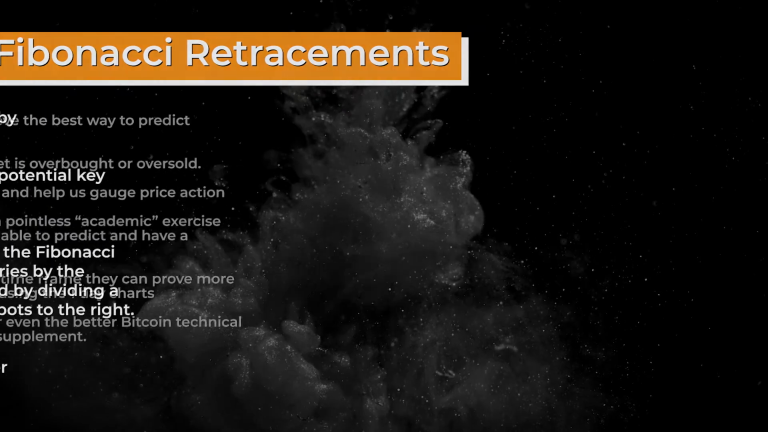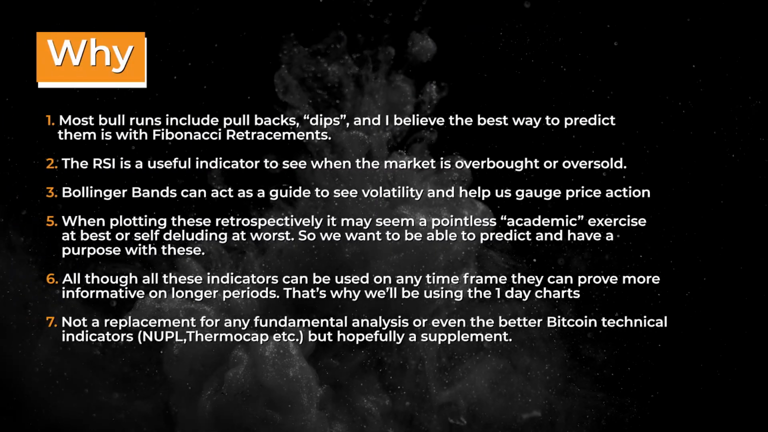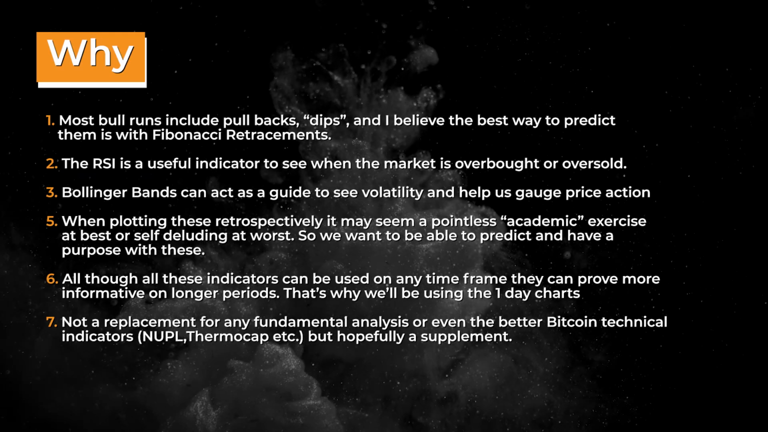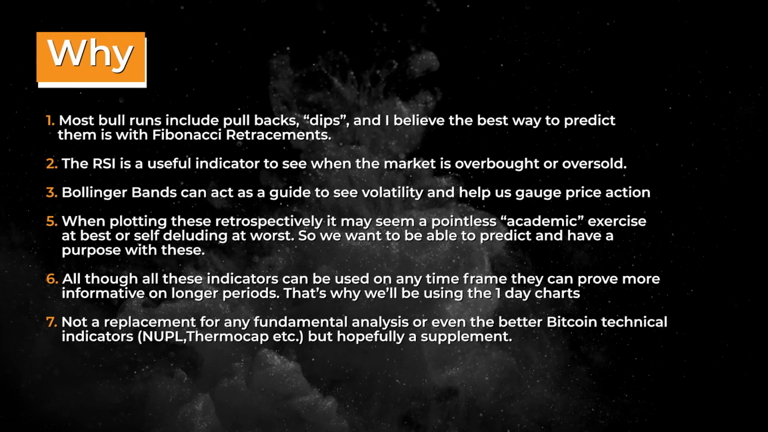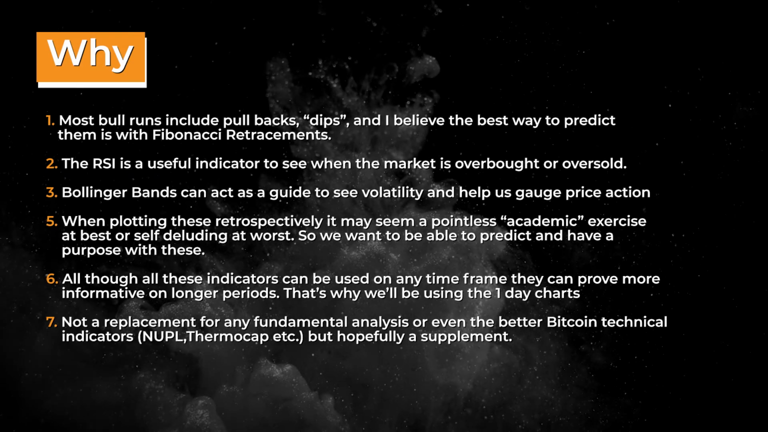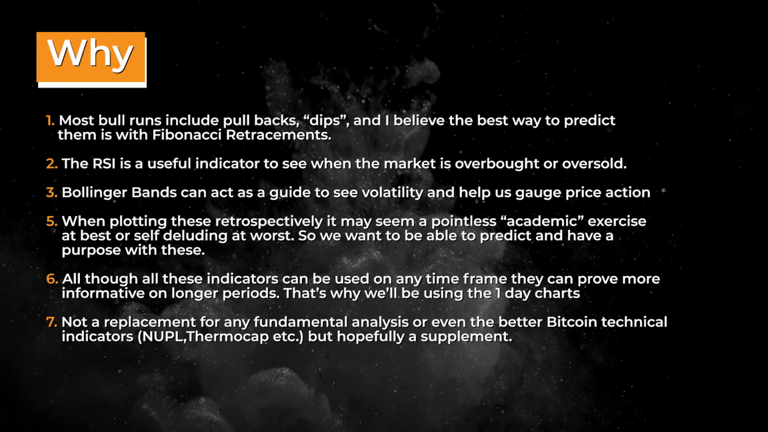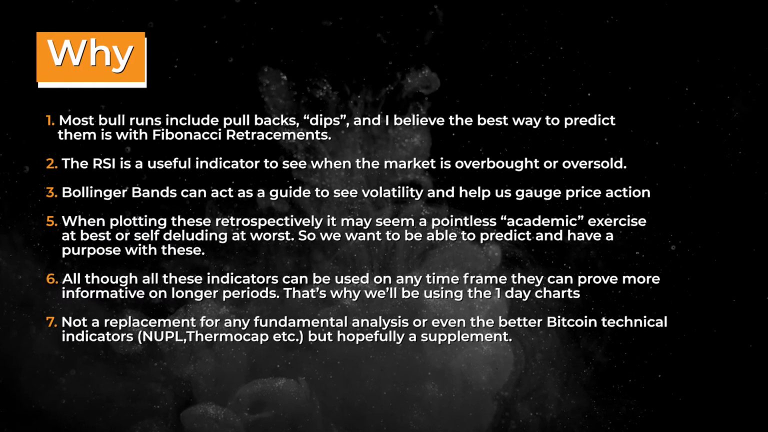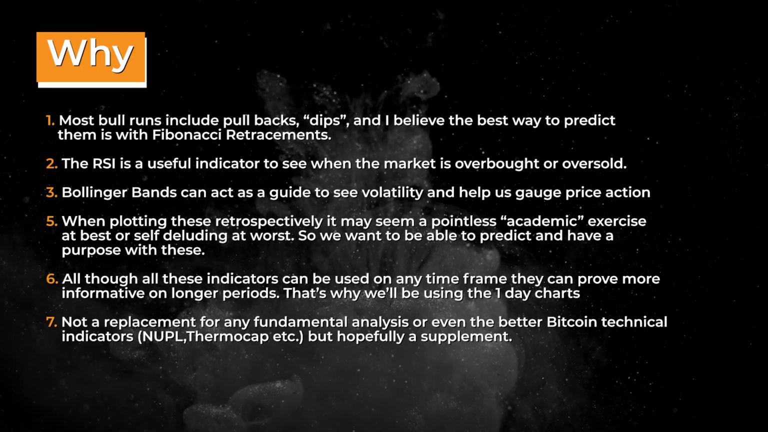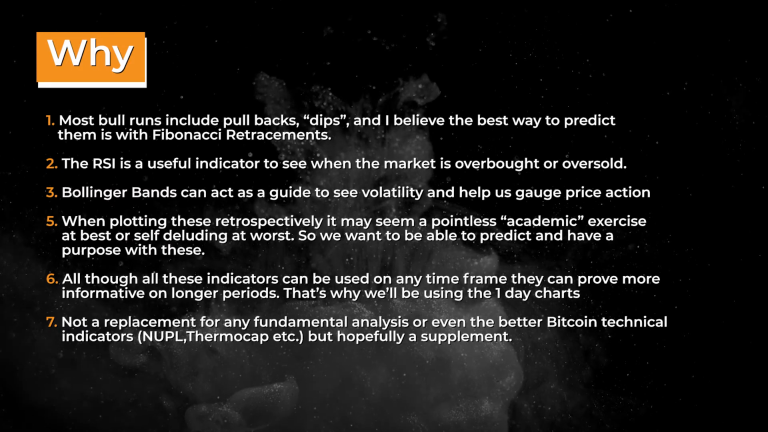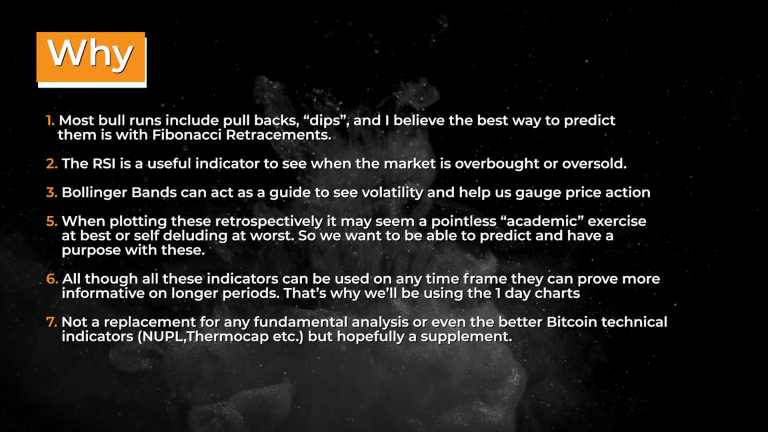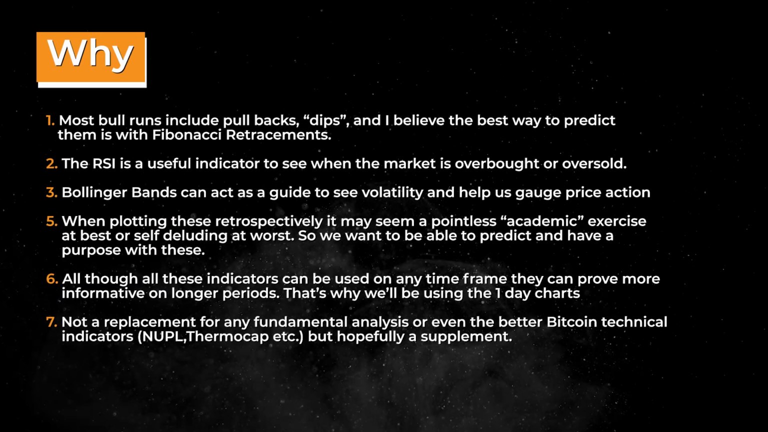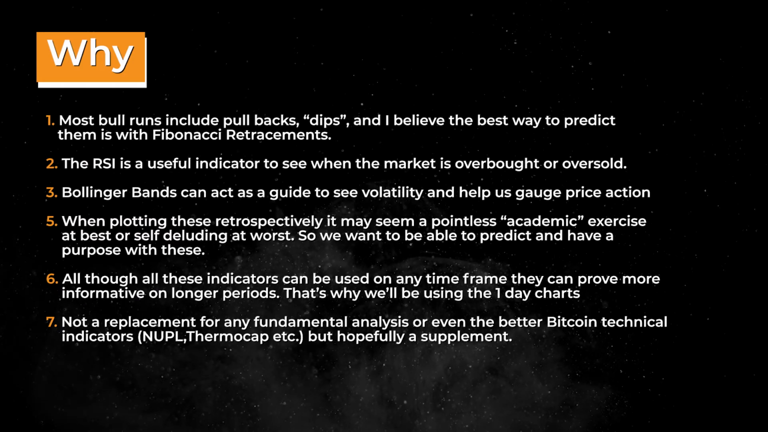Okay, so now why would we want to use all of these in conjunction? So the RSI is a useful indicator to see when the market is overbought or oversold, and the Bollinger Bands can act as a guide to see volatility and help us gauge price action. And as most bull runs include pullbacks or dips, I believe the best way to predict them is with the Fibonacci Retracements. Okay, so we're trying to combine all three of these to give us different angles on what the market's doing, and then help us make predictions and take courses of action as part of a strategy.